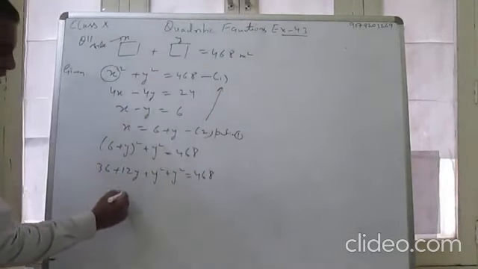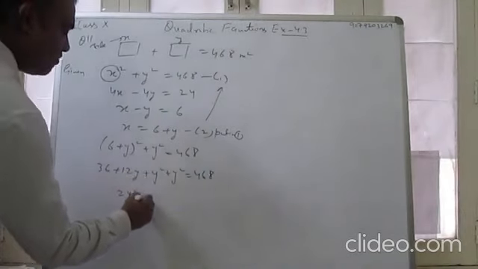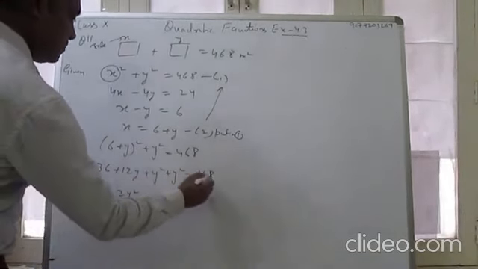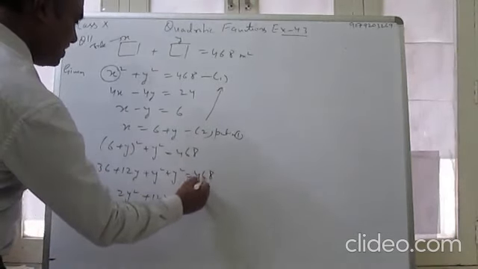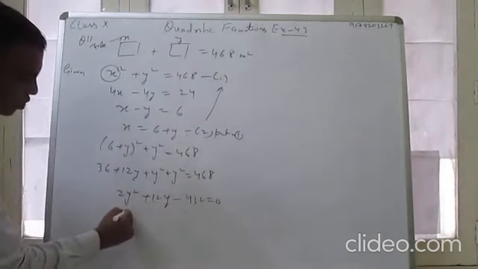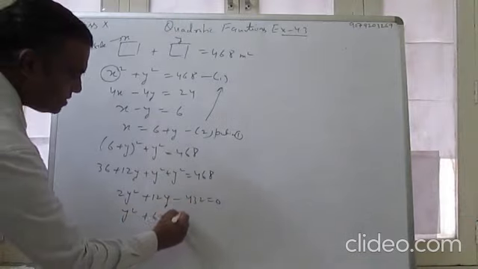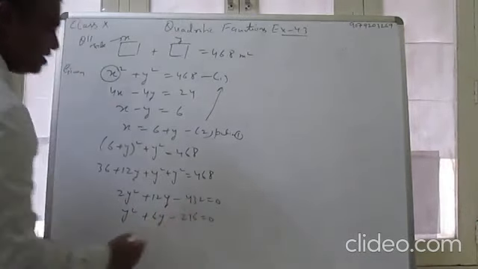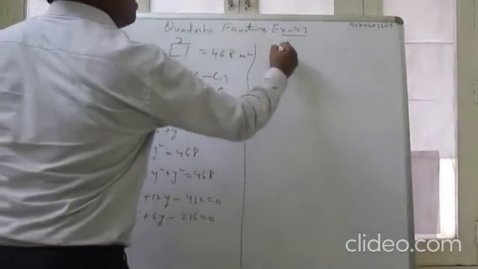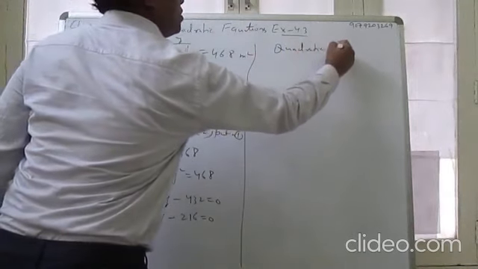It is 2y square plus 12y. Bring 468 here and subtract 36. So it is minus 432 is equal to 0. Divide by 2. You will get y square plus 6y minus 216. Now I use the quadratic formula. Solve the roots of the quadratic equation.